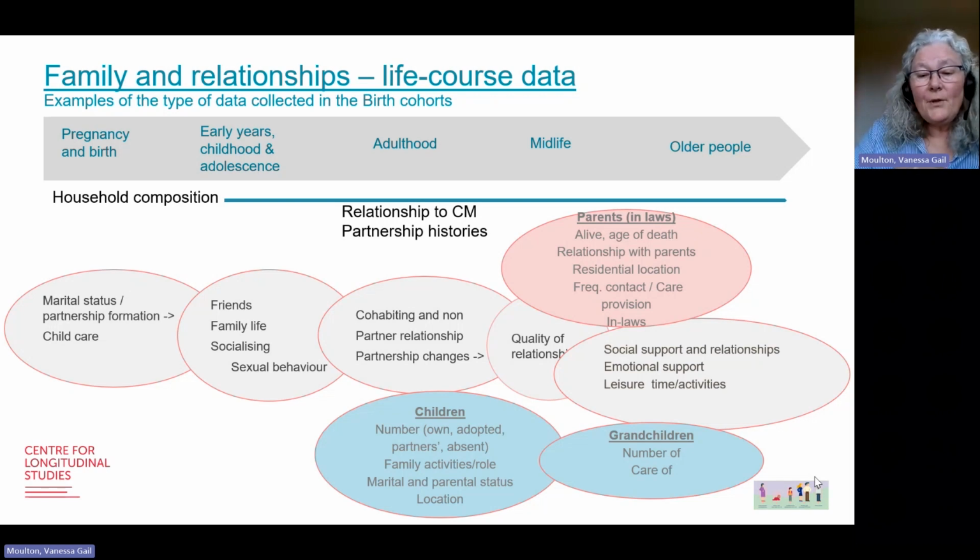And also key information on their children. So the number of children that they've got, where they're located, for example, and their relationship with their children, and also information about their parents, the cohort members' parents, so mortality, their relationship, location, frequency of contact, and the cohort members' care of grandchildren and also their parents.